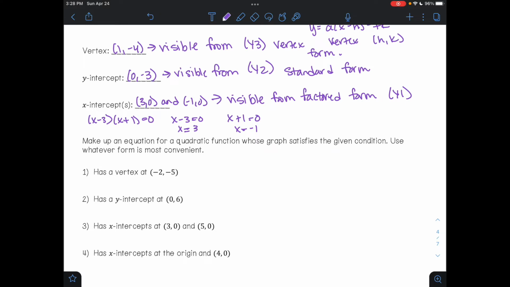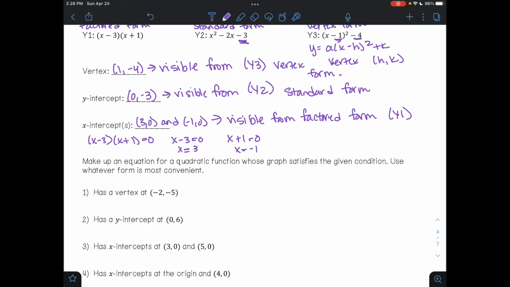So on example 1, it says has a vertex of negative 2, negative 5. To me, it is most convenient to use vertex form. And so I know that I want this to be h and this to be k. It doesn't matter what a is. You could have a be whatever number you want. I'm going to keep this simple and leave a as 1. So I'll have x plus 2 squared minus 5. If you were to graph this in Desmos, you would see that this does have a vertex of negative 2, negative 5. Remember, you change your sign of h and you keep your sign of k.